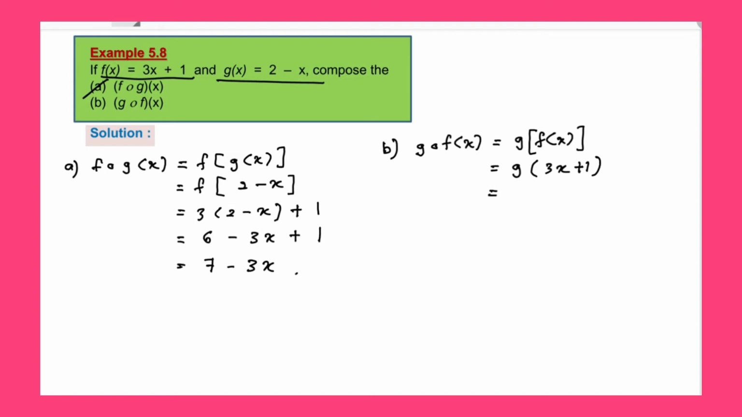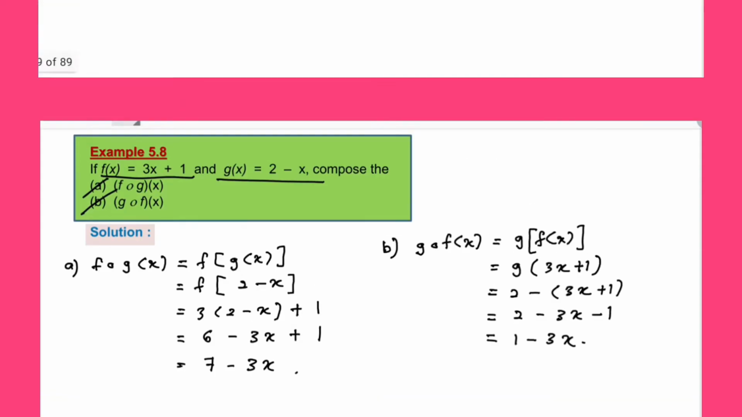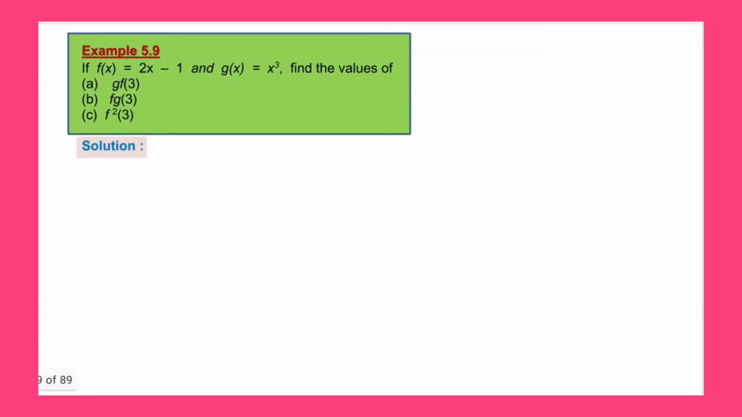Next step is we use 3x plus 1 as the input for function g. We should have 2 minus (3x plus 1). Next step, we simplify: 2 minus 3x minus 1, and this equals 1 minus 3x. Done. Example 5.8. Next one is example 5.9.